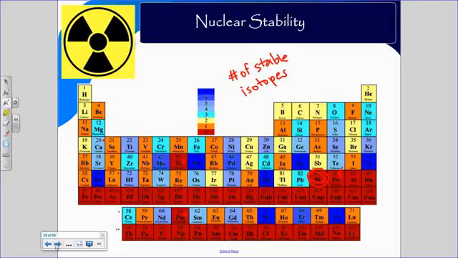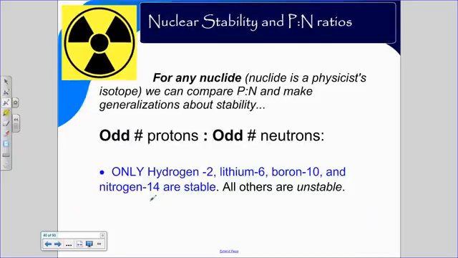So let's move along. Talk about the stability of nuclides when you're assessing. Instead of looking at just atomic number, we look at the arrangement of the nucleus. Now, this is not as general. This is a much more specific method. For any nuclide, and again, a nuclide is a specific isotope, we can compare proton to neutron ratio to make generalizations. We can also use those numbers to give us a clue.